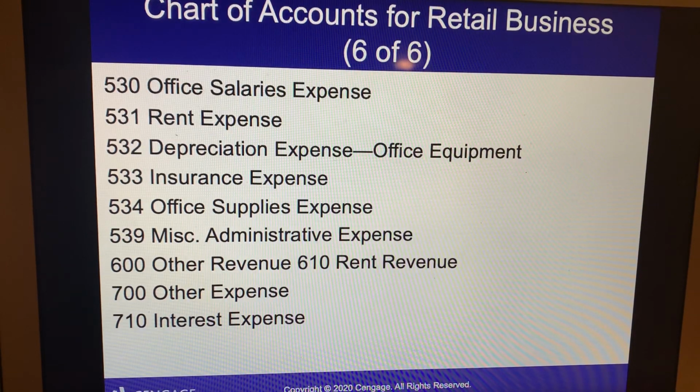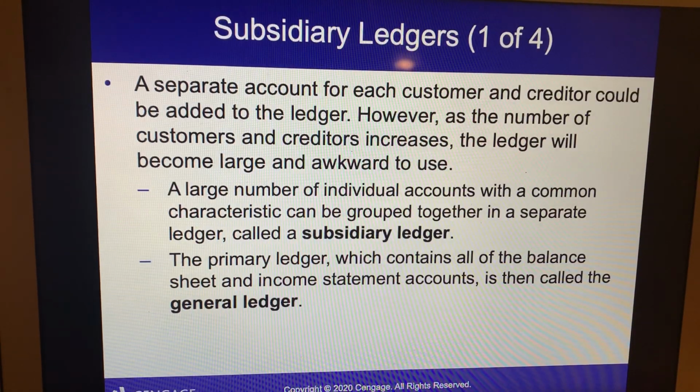Again, these are still income statement accounts. Subsidiary ledgers: a separate account for each customer and creditor could be added to the ledger. However, as the number of customers and creditors increases, the ledger will become larger and awkward to use.